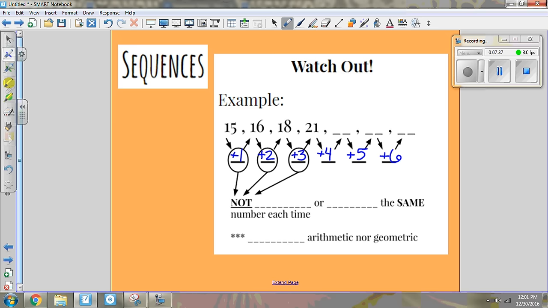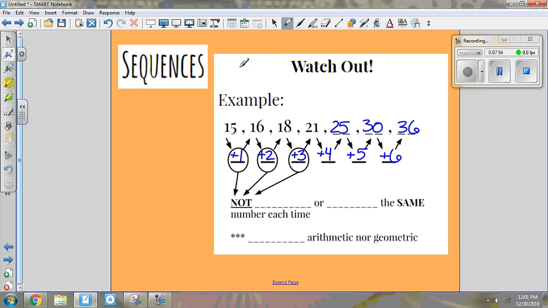So let's figure out those missing terms. Well, I started out with 21, and now I know that my rule was to add 4. Well, 21 plus 4 is 25. 25 plus 5 is 30. And 30 plus 6 is 36.